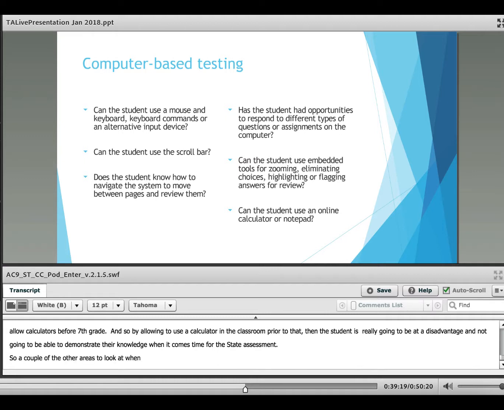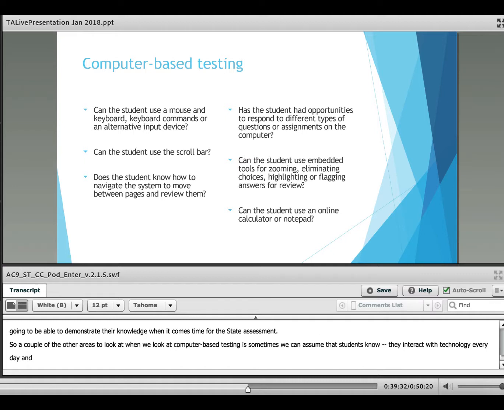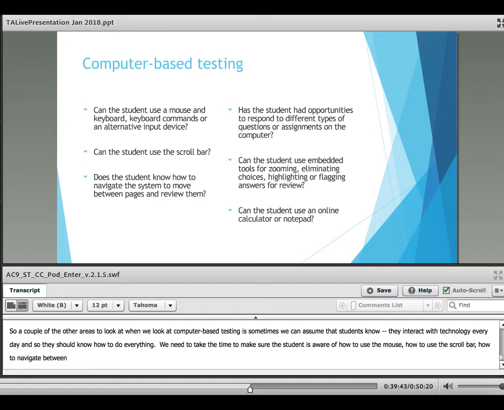So a couple of the other areas to look at when we look at computer-based testing is sometimes we can assume that students know, they interact with technology every day, and so they should know how to do everything. We really need to take time to make sure that the student is aware of how to use the mouse, how to use the scroll bar, how to navigate between different areas within the assessment setting. Do they know how to zoom? Do they know how to use the tools that are built in as part of the FSA?